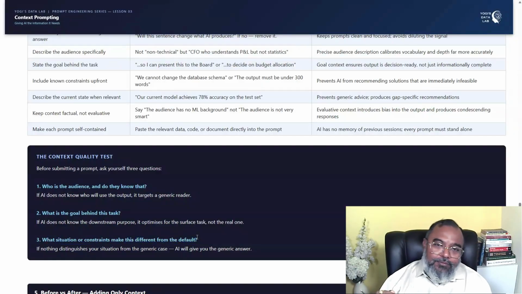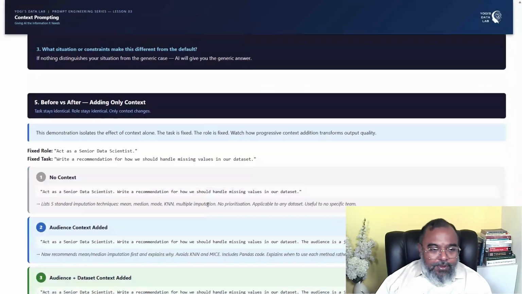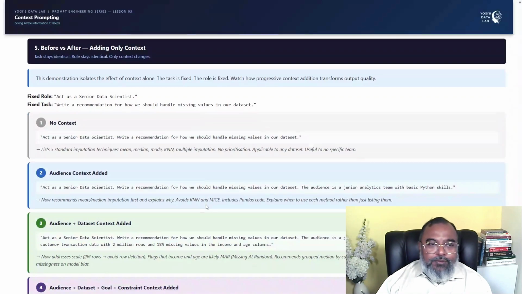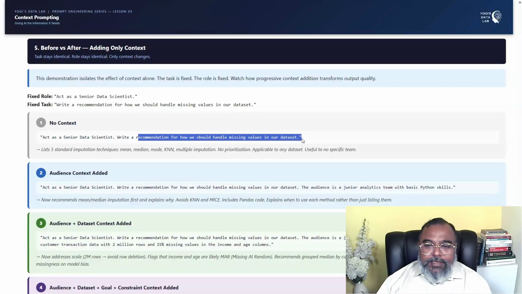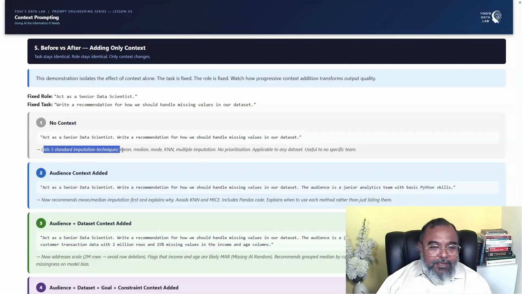If you have this in front of you, I believe with 10 or 15 prompts that you write for your daily work, you'll see that you will improve the way you're writing, and you'll be able to mention the context more precisely and get much better results. Now, let's see before versus after, the way we have done it in the previous videos. If I'm not giving any context and I say act as a senior data scientist, write a recommendation for how we should handle missing values in a data set, it lists five standard imputation techniques: mean, median, mode, KNN, and multiple imputation. No prioritization. It can be applicable to any data set. So basically, it is just giving a generic answer.